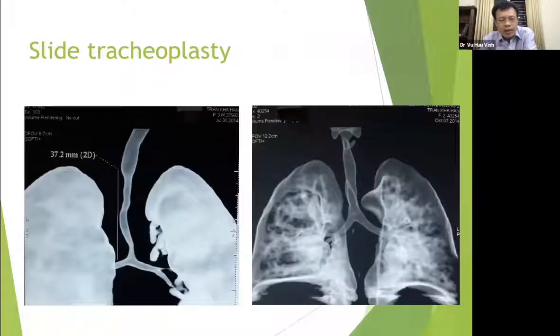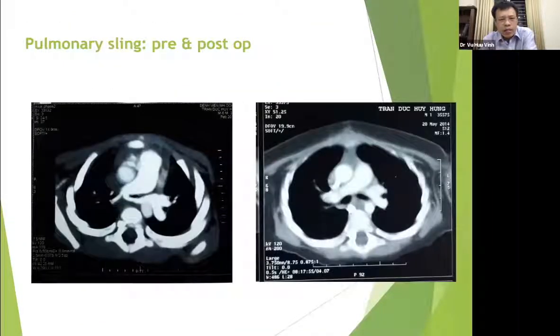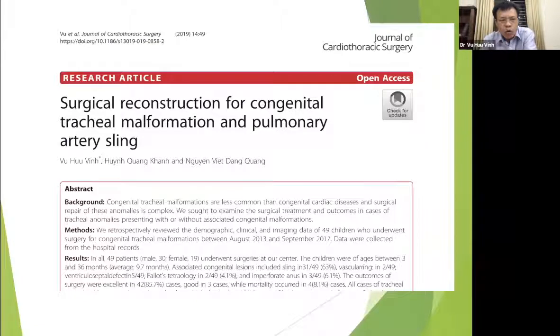And this is the typical sliding tracheoplasty image. And this is pulmonary artery sling, ante-tracheal translocation, where we transect the bronchus and we shift the pulmonary artery anteriorly. We also published a paper about our data, 5 years later, in the Journal of Thoracic and Cardiovascular Surgery. And the last part, I will introduce a little bit about our series.